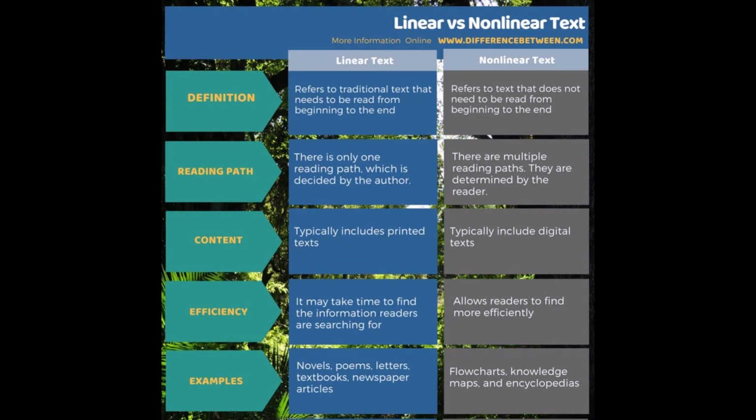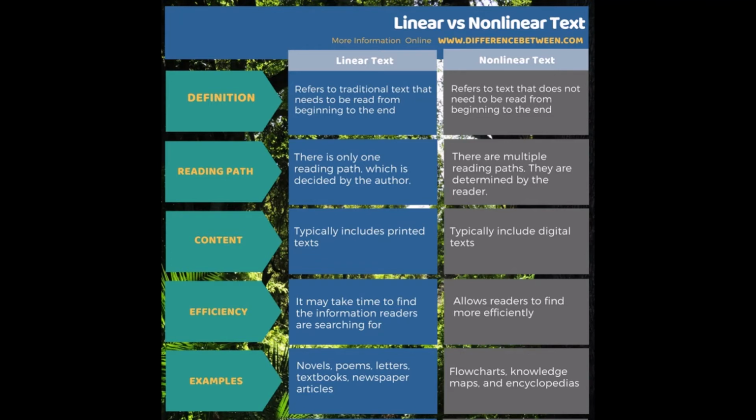Next, we have efficiency. Linear text, it may take time to find the information readers are searching for. For example, in a story, the reader should read first the story from beginning to the end, so he or she can get the information he or she needs. On the other hand, nonlinear text allows readers to find information more efficiently.